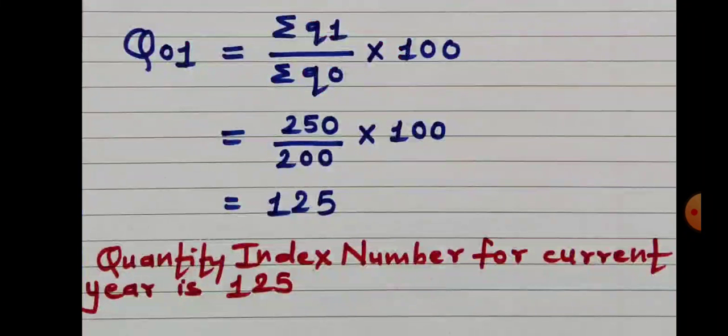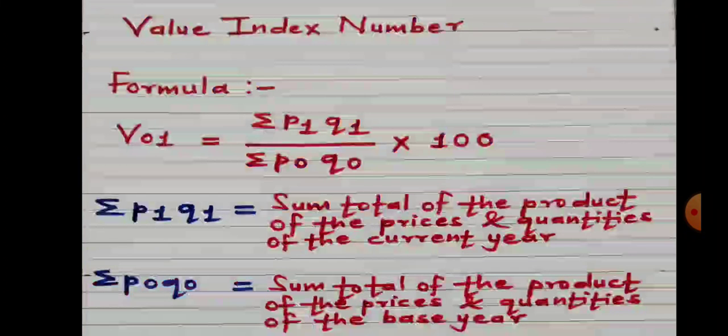Now apply the formula of the quantity index number. What is the formula? Q01 is equal to sigma Q1 divided by sigma Q0 into 100. So 250 upon 200 into 100, we get the answer 125. So what is the quantity index number for the current year? That is 125.